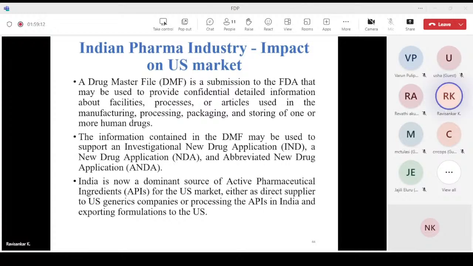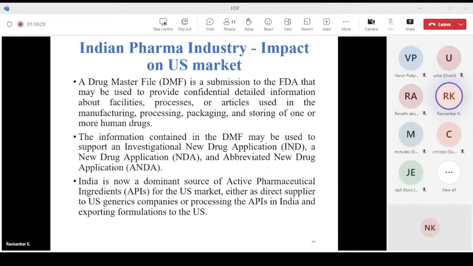And one more thing in the US market is a DMF. DMF is a Drug Master File, which is a submission to the FDA that may be used to provide confidential information about our facilities, processes, and articles used in the manufacturing, packing, and storing.